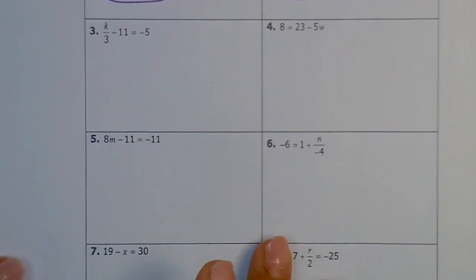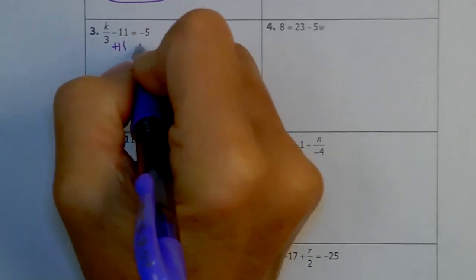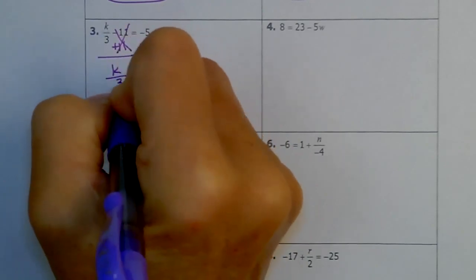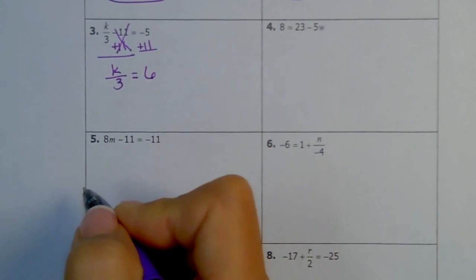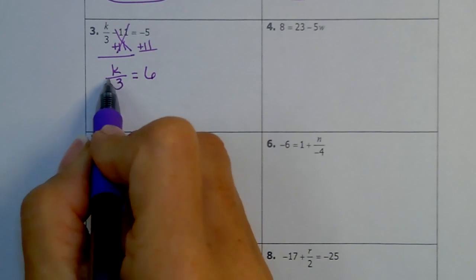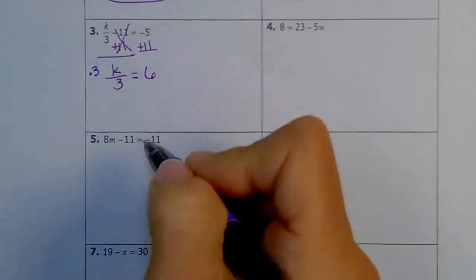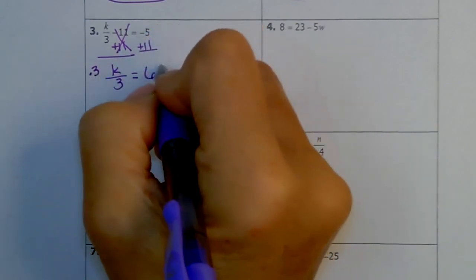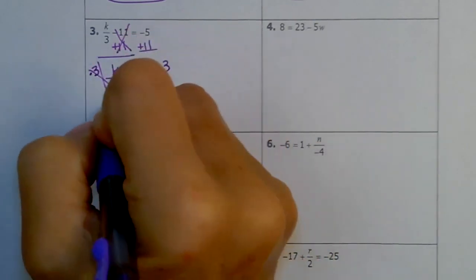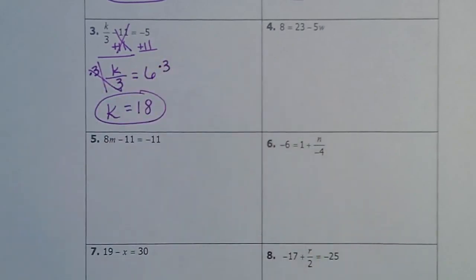All right, number 3. Here's k, so I'm going to undo this by adding 11 to both sides. K divided by 3 equals 6. Okay, I've undone add, subtract. Now I have to undo multiply, divide. So since this is divide by 3, I'm going to do the inverse, which is multiply by 3. If I do that on this side, I have to do it on this side. So these cancel, and I get k equals 18. All right, let's check it.